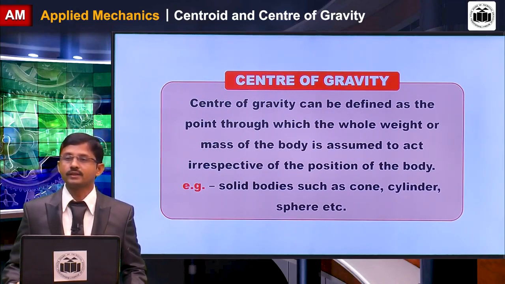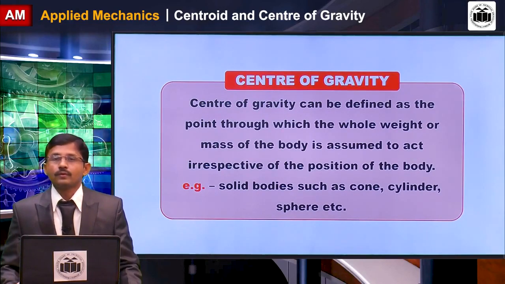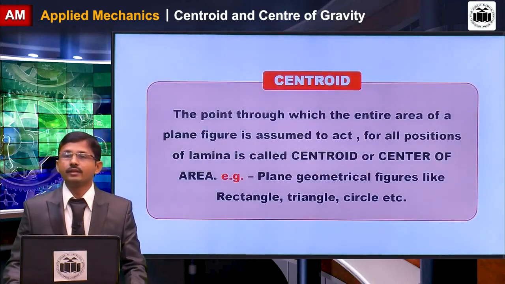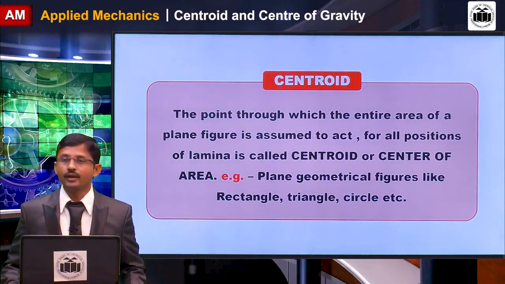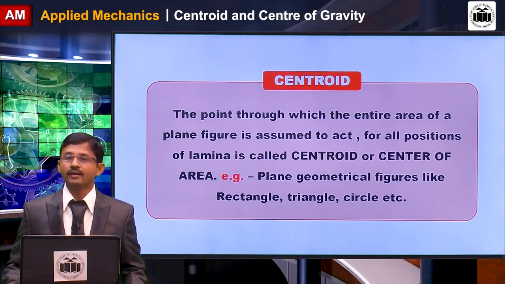Solids such as cone, cylinder, spheres are examples of center of gravity. After center of gravity, the next point is the centroid. The centroid is the point at which the entire area of the plane figure is assumed to act for all positions of the lamina. It is called the centroid or center of area.